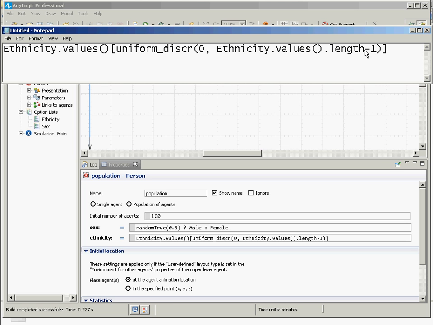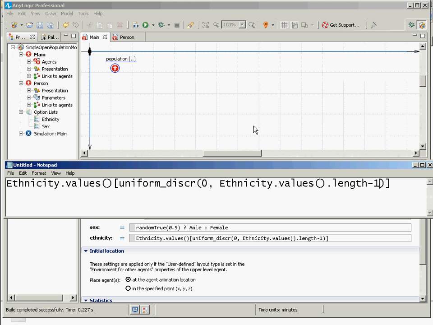Okay, great. We pick a random number as the uniform discrete, so it's an integer, 0, 1, 2, 3, 4. And then we look up that value in the array. That's what the ethnicity.values is. It gives us back this vector. So here, ethnicity.values gives us the vector. We determine its length. We subtract 1 from it to take the uniform between this. And we do that. Thank you, Kurt.